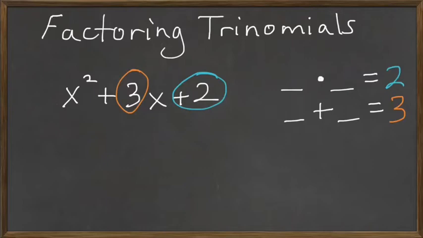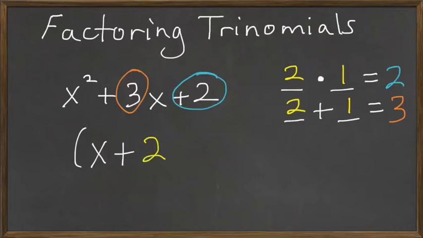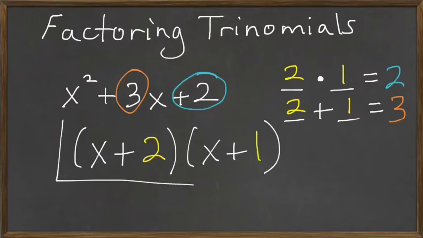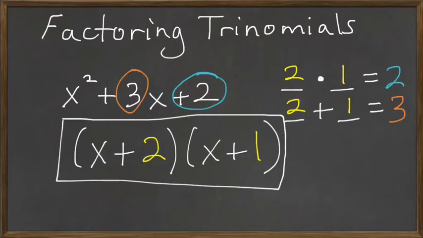Well, we know 2 and 1 can. 2 times 1 would be 2, and that works for the bottom as well. 2 plus 1 equals 3. So the numbers we figure out there have to work for both of these. And those will be the factors that we write in our factored form: x plus 2 and x plus 1. And that's our factored version of this trinomial.